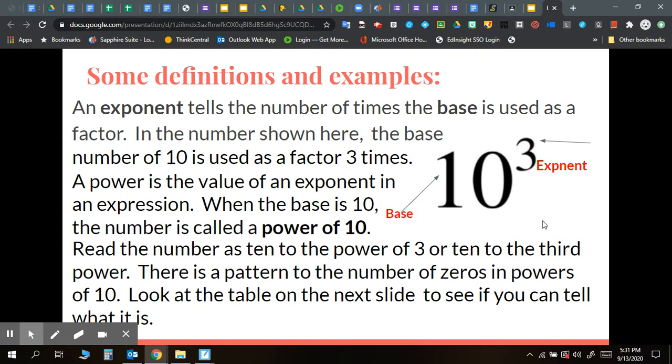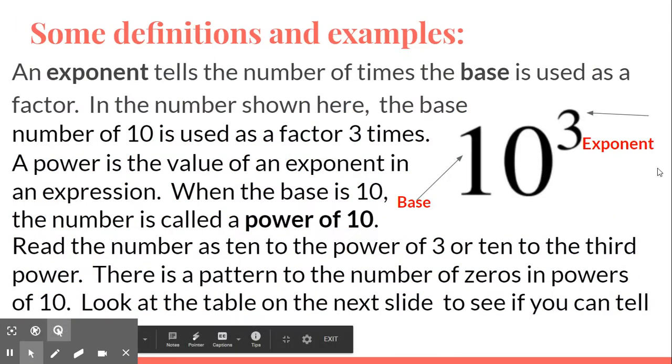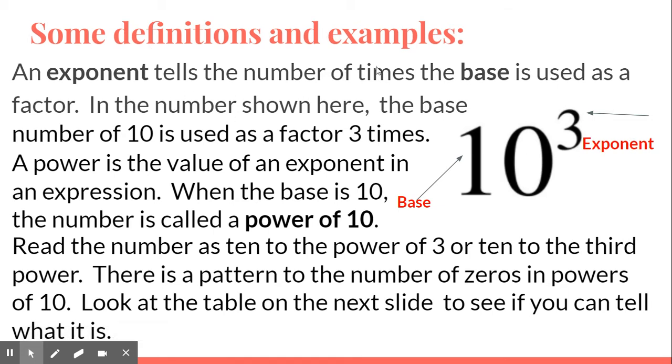Here's some definitions and an example. So over here's your example. Okay, this number, the larger number, is your base, and then the smaller one is the exponent. Okay, so that 3 is your exponent. That's what it's called. And an exponent tells the number of times that the base is used as a factor. So we're using this 10 as a factor 3 times.